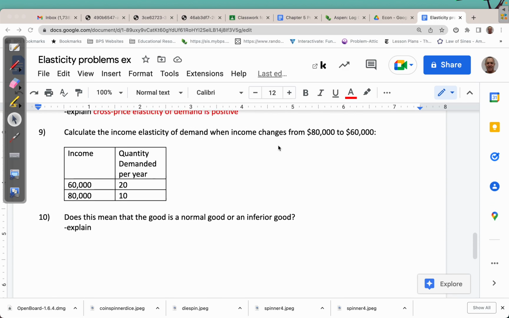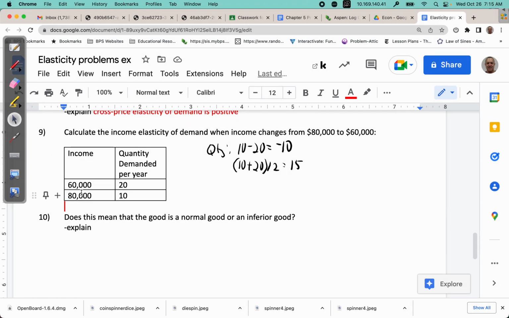All right, last section here. Income elasticity of demand. Here's another one where we have to be really careful when it comes to signs. Quantity: I'm going to make sure I'm subtracting bottom to top. 10 minus 20 is negative 10. The average of 10 and 20 is 15. So the percent change in quantity is negative 10 divided by 15, and that's going to be negative 0.66.